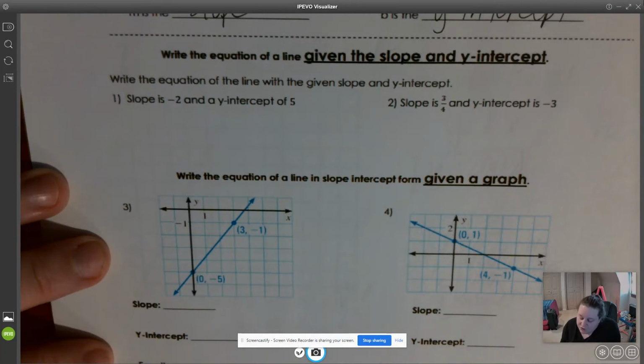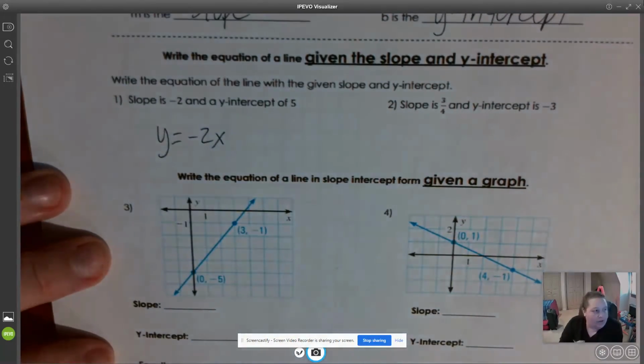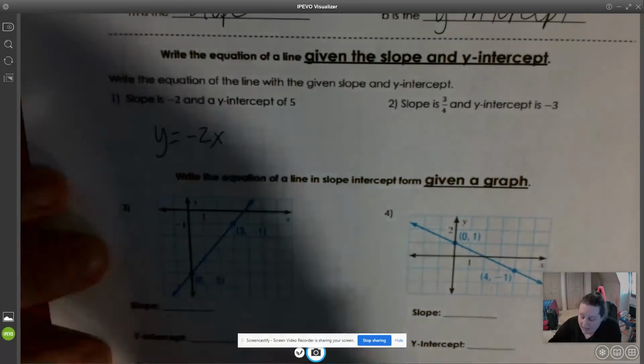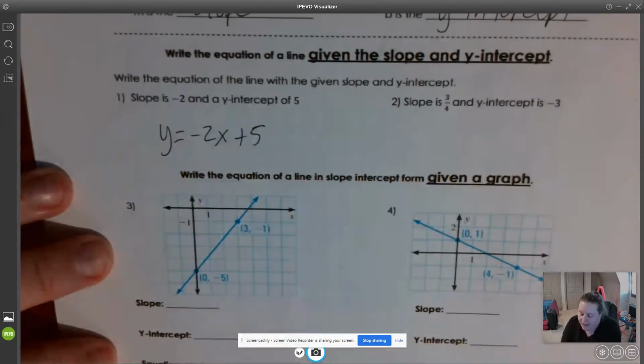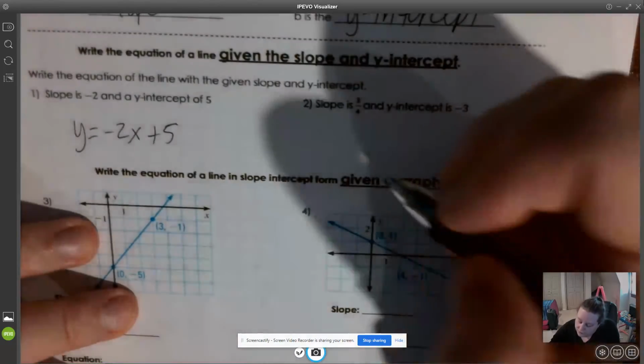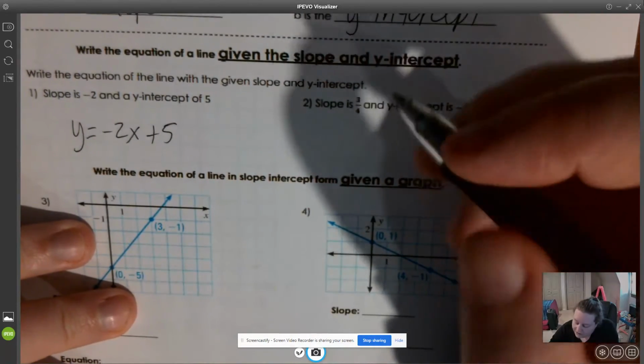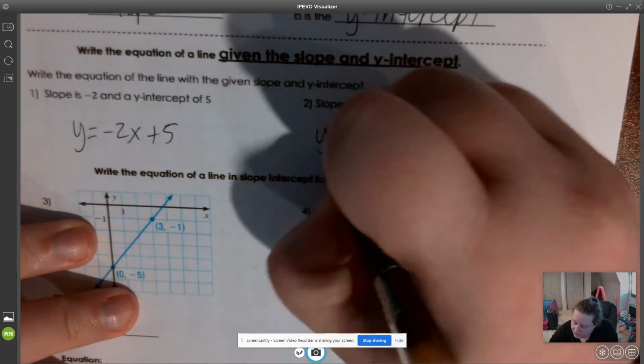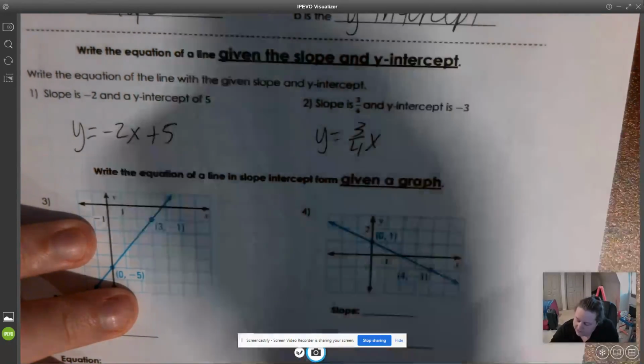So slope is -2 and a y-intercept of 5. So y equals -2x. We always multiply our slope by x. And then an intercept of 5, we're going to add 5. Okay. Number 2, slope is 3/4. Y-intercept is -3. So y equals 3/4 x.